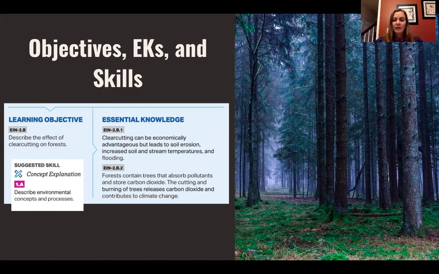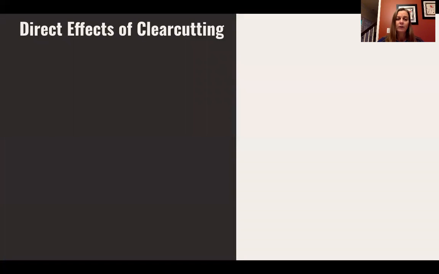It's economically advantageous, but it has a lot of downsides, including soil erosion, increased soil and stream temperatures, and flooding. And of course, forests help to mitigate climate change by absorbing pollutants and carbon dioxide. So let's jump right in to talk about the direct effects of clear cutting. So those short-term effects of clear cutting.